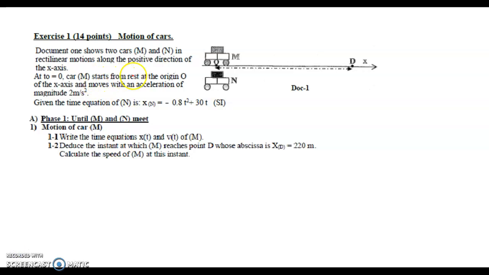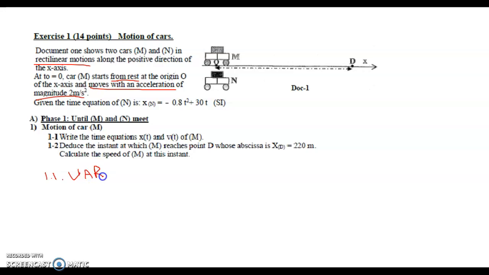You're given that M starts from rest at the origin and moves with an acceleration of magnitude 2 meters per second squared. And here you are given indirectly that the motion is along a rectilinear path, as shown in the figure. So indirectly you are given that this is UARM. So 1.1, given that it's UARM, you are supposed to find the time equation.